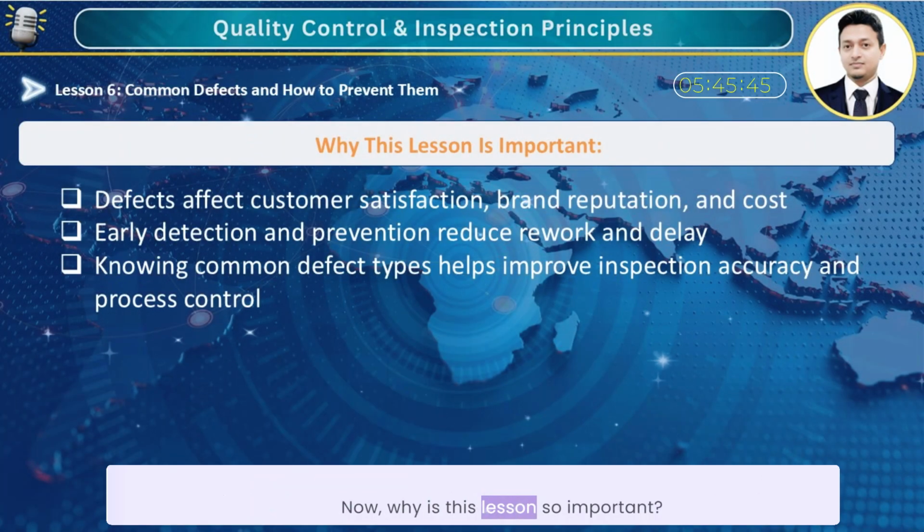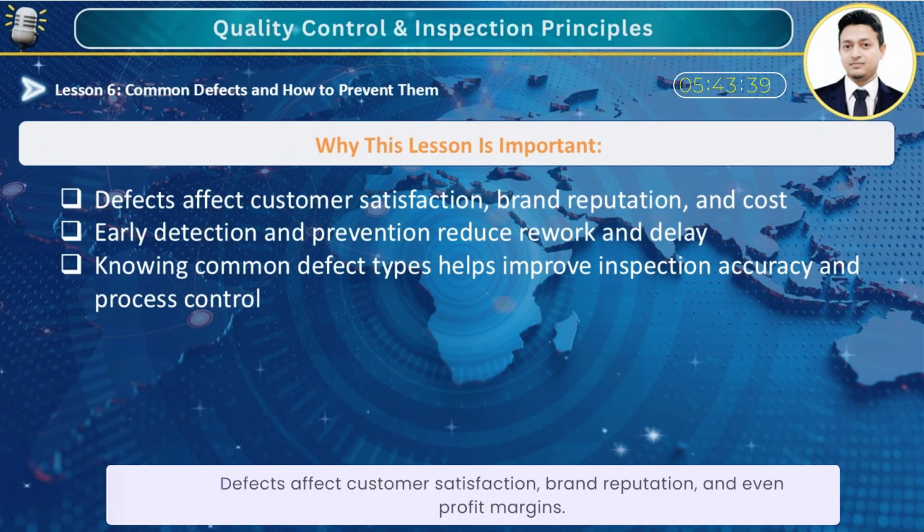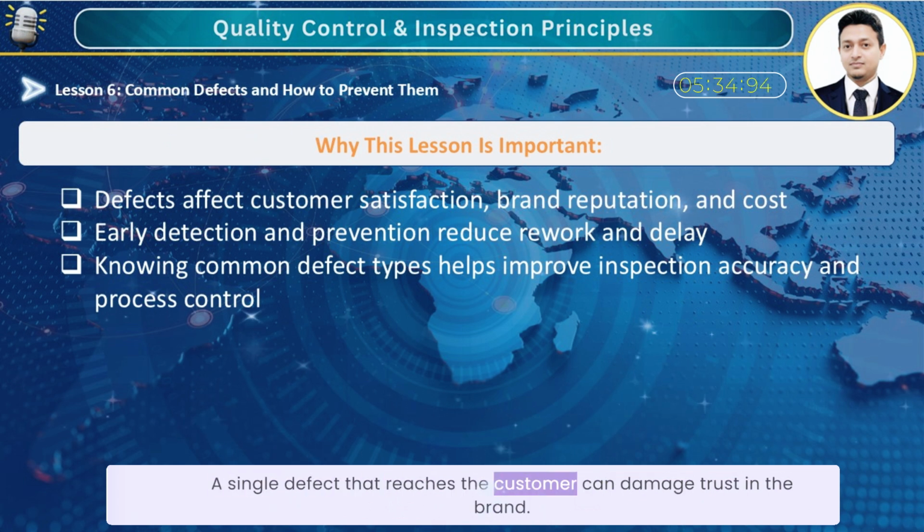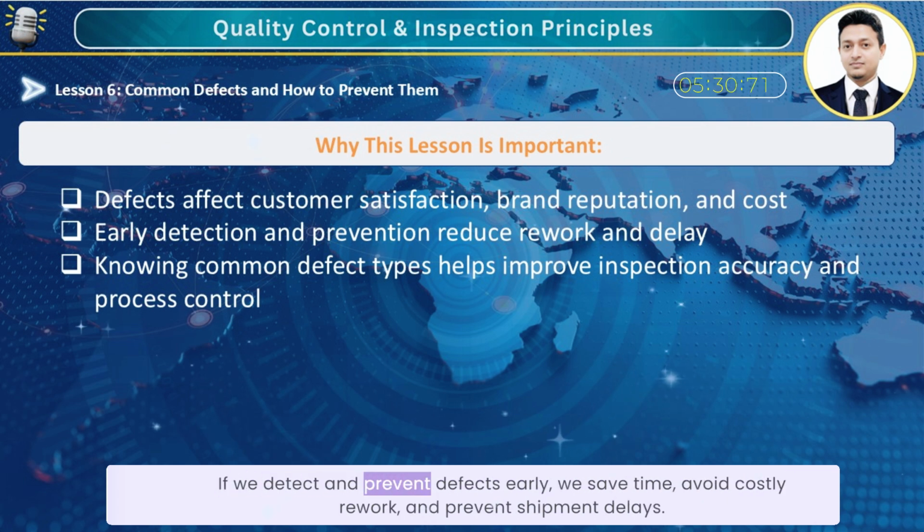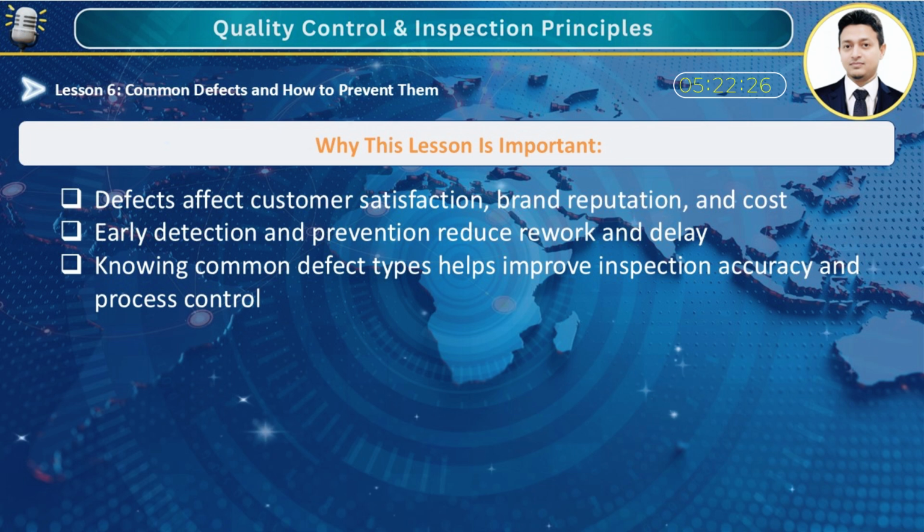Now, why is this lesson so important? Defects affect customer satisfaction, brand reputation, and even profit margins. A single defect that reaches the customer can damage trust in the brand. If we detect and prevent defects early, we save time, avoid costly rework, and prevent shipment delays. And, by knowing the common defect types, inspectors and supervisors can be more accurate and more effective in process control.